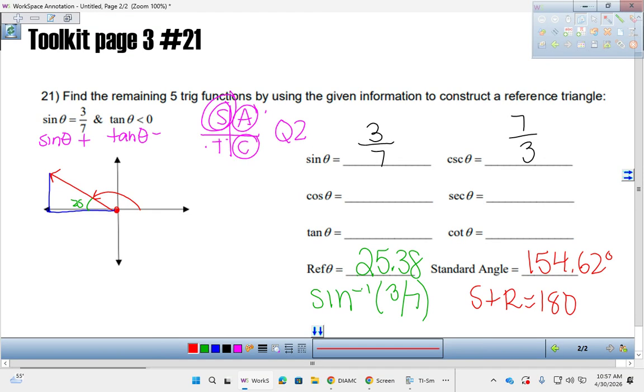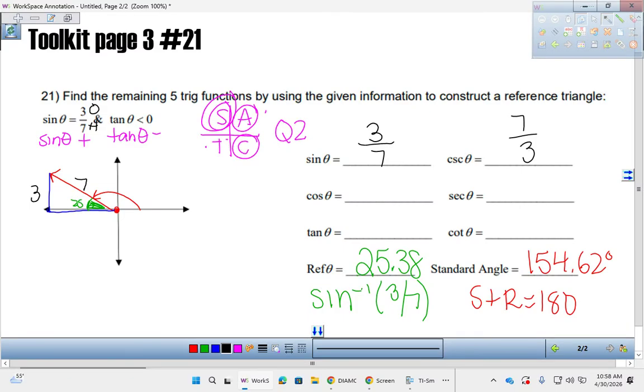So let's think about what we have. If this is my angle, I have the opposite side length of that because sine is opposite over hypotenuse. So I have the opposite side is 3 and the hypotenuse side is 7. Sine is opposite over hypotenuse. So could I solve for the last leg?